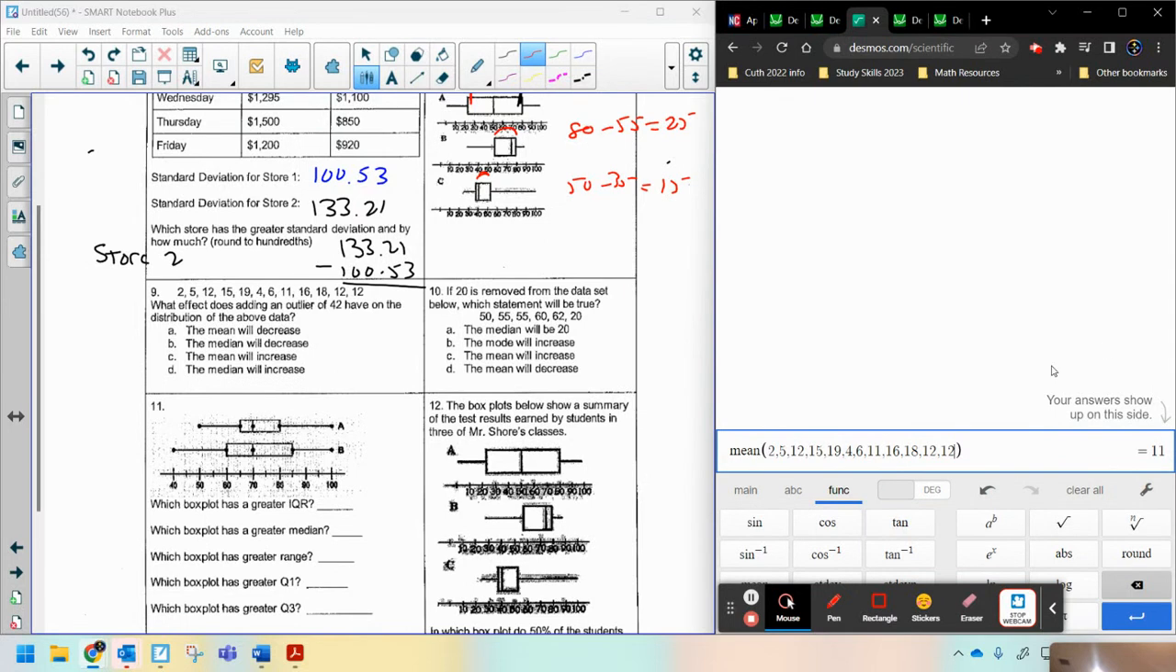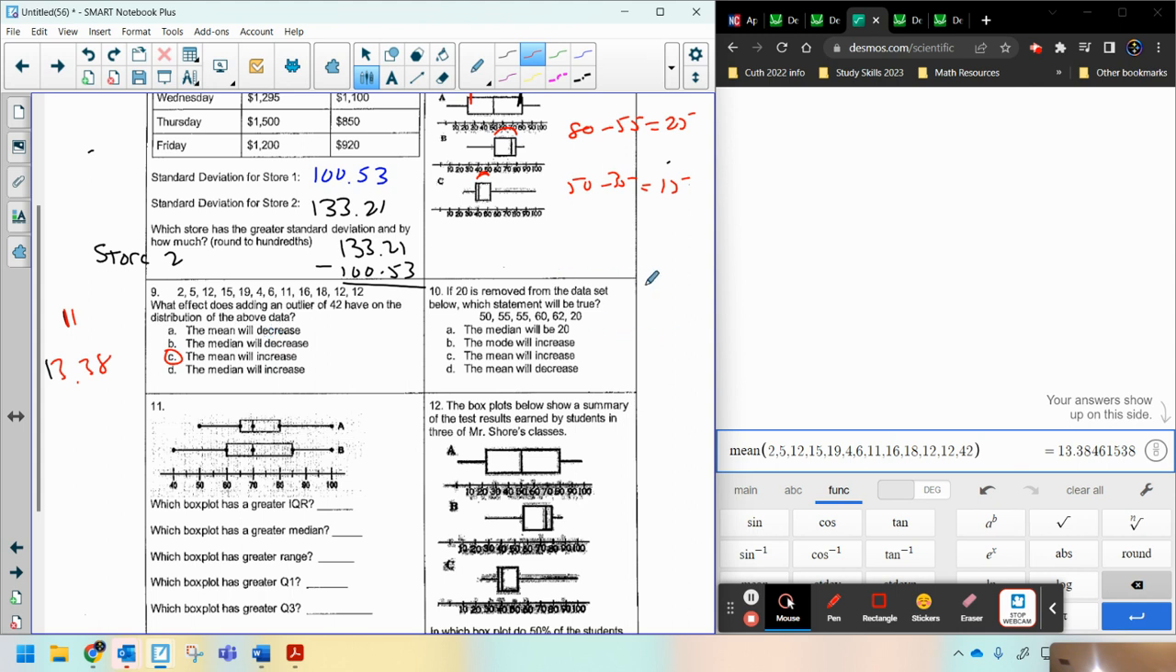All right, and that one's going to give us 11 as our mean. So the mean will be 11. So let's remember that the original one, the mean is 11. And now if we add 42 to it, the mean is going to go up to 13.38. So the mean will increase here. The mean will increase. All right, that was easy enough.